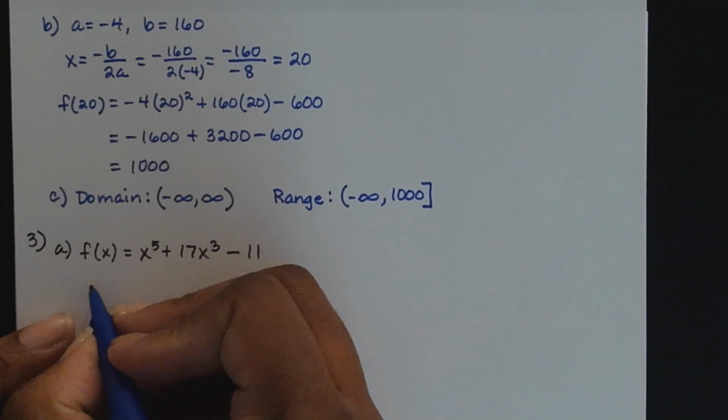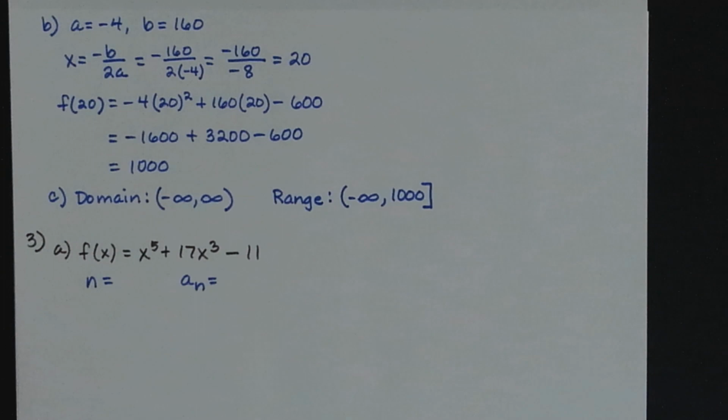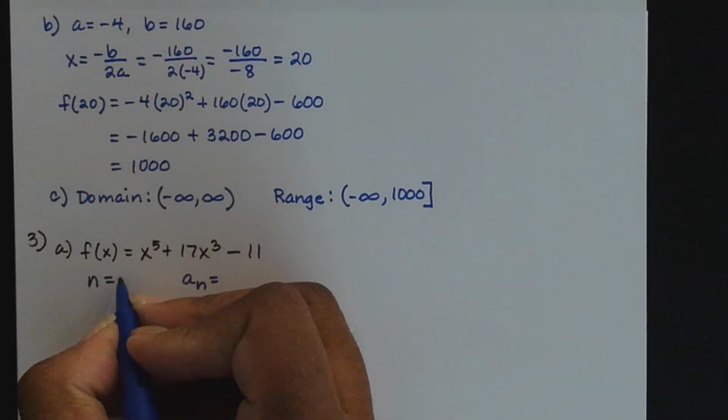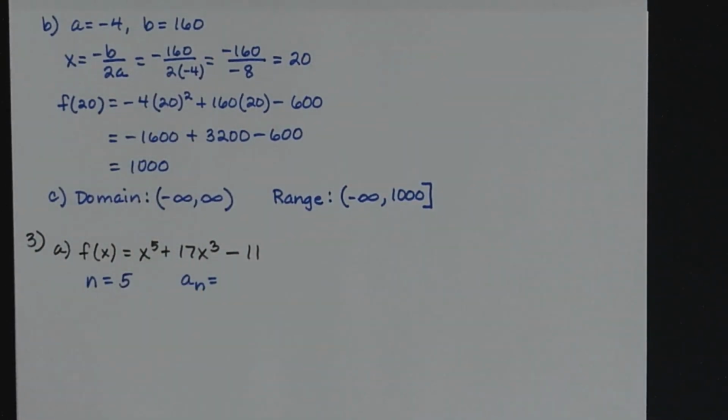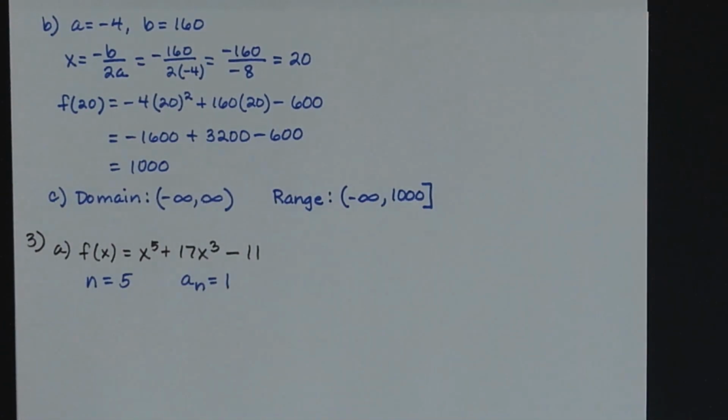In this case here, we identify the n and a sub n. That n, of course, is the highest exponent of that entire function. So in this case, what's your highest exponent? It would be 5. And the a sub n is the coefficient of the variable to the highest exponent. We call that the leading coefficient. And what would that be? 1. Okay? So in this case here, n is 5.